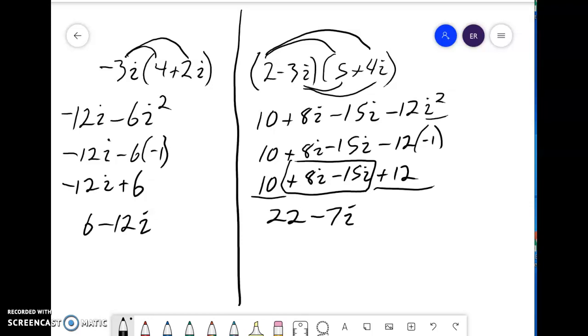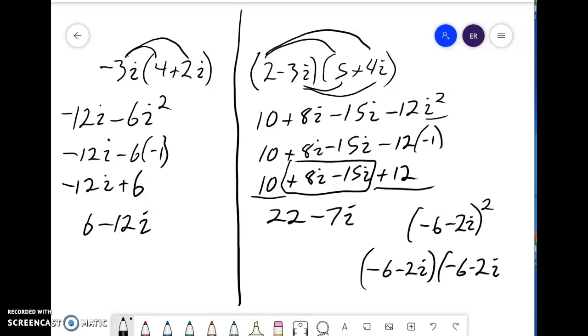Just be careful. The next one that's going to come up is negative 6. I mean, you should know what I'm about to tell you, but I'm concerned that some people are going to get confused. So I'm not going to work it for you, but I'm going to just remind you what this means. This means negative 6 minus 2i times negative 6 minus 2i. So you just distribute the negative 6 and then distribute the negative 2i.